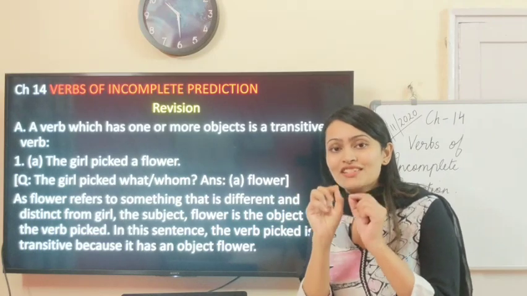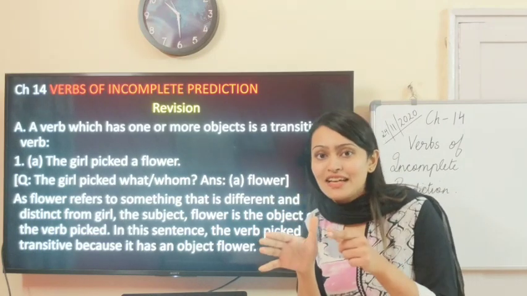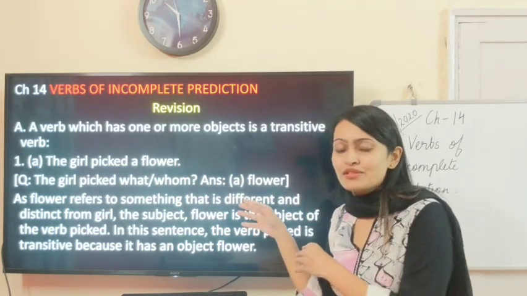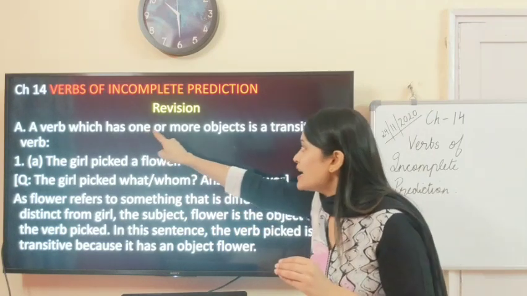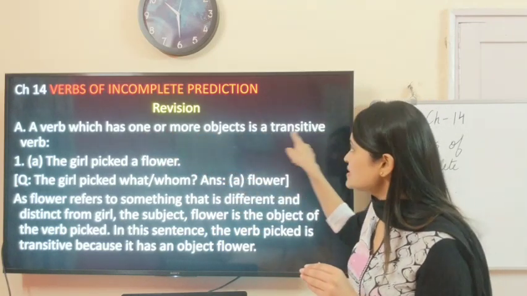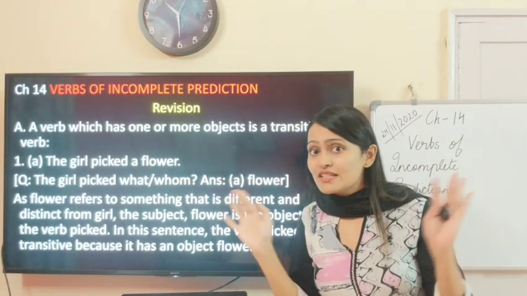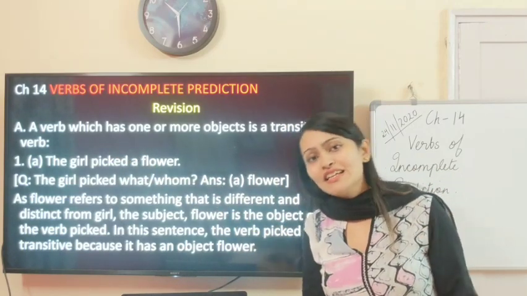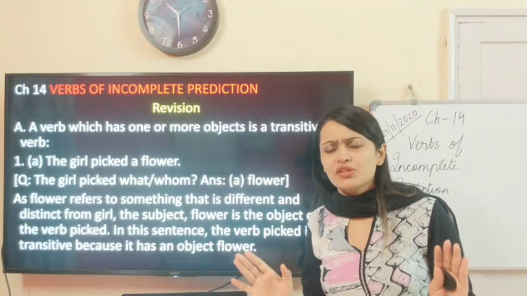You remember, one is a direct object and one is an indirect object. We will be getting examples. So when a verb has one or more objects, it is a transitive verb. And when it doesn't have an object, it is an intransitive verb. It's very simple, okay children?